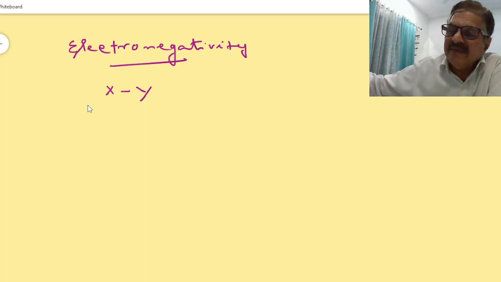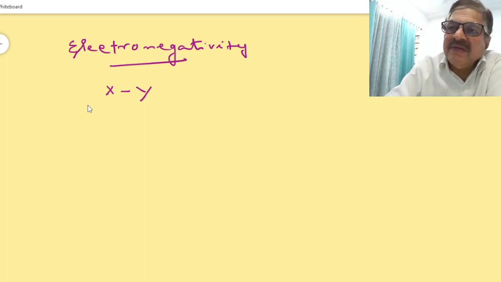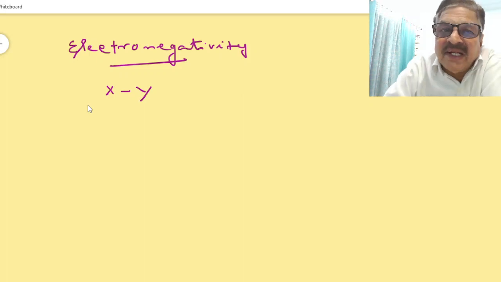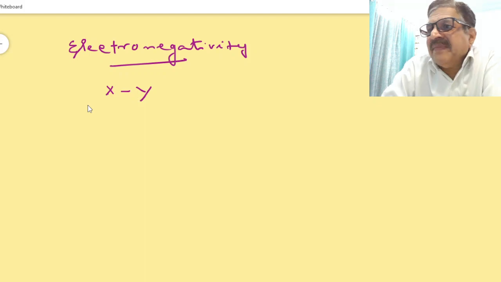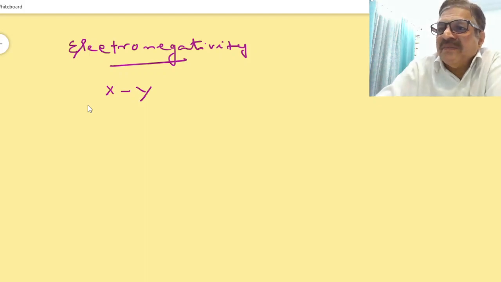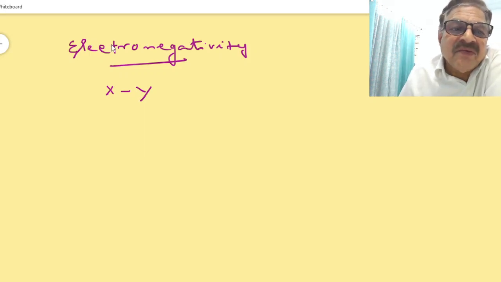Now these electronegativity values are used as a guideline, a guidance value, to indicate whether the electrons in a bond are equally shared. Now the sharing of electrons here: we have seen XY is a covalent bond here.